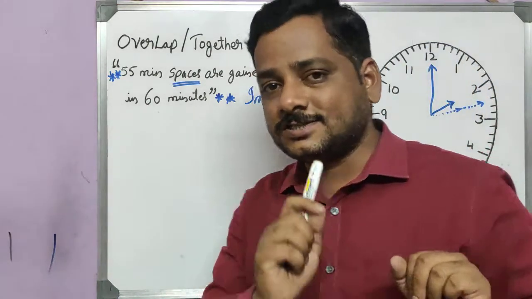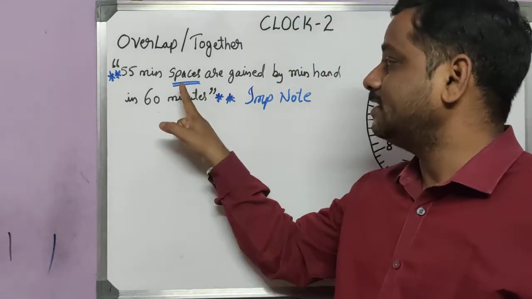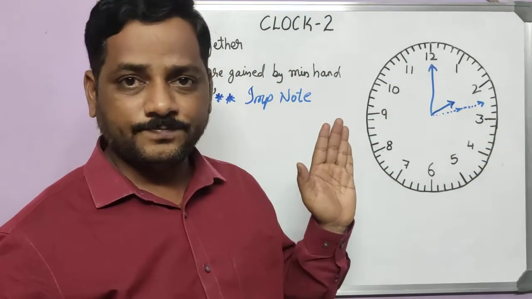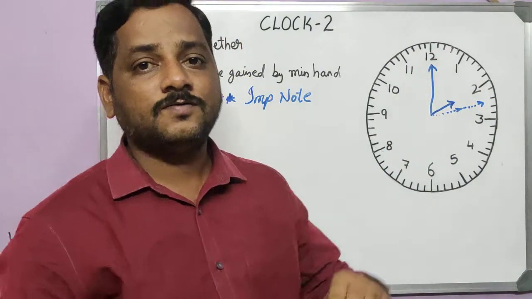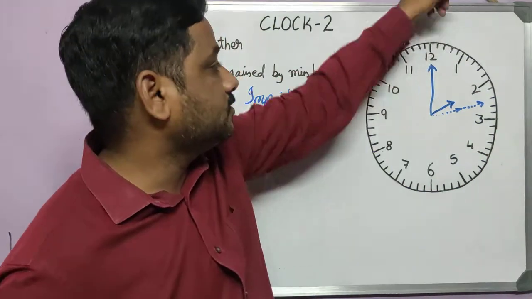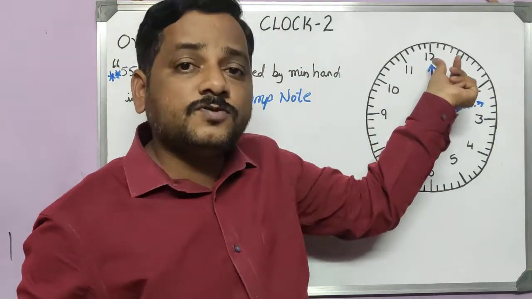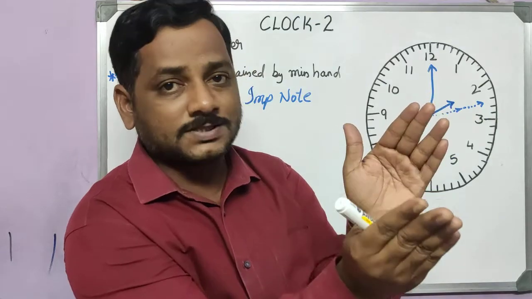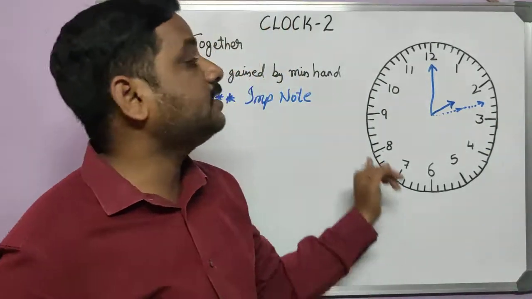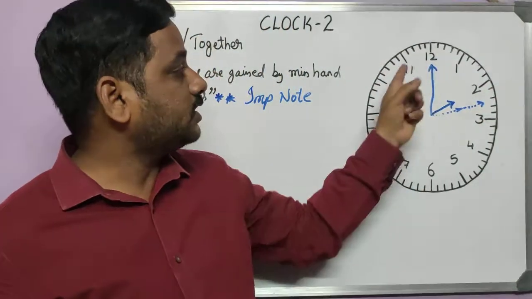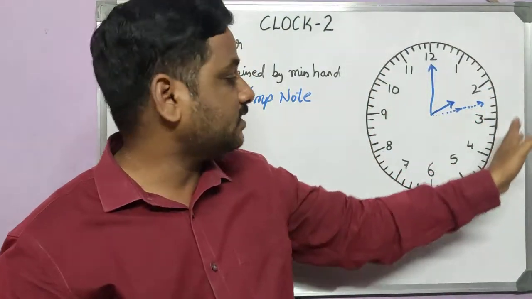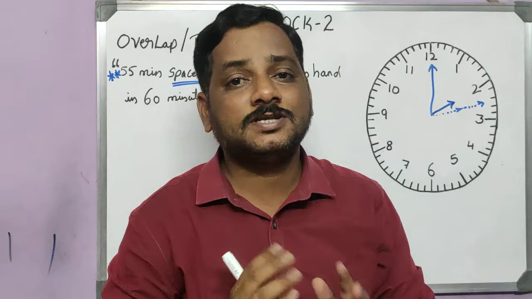Before understanding the meaning, I want to make one thing very clear, that is spaces. You can observe the clock here. Between 12 and 1, we have 5 spaces: 1, 2, 3, 4 and the 5th one. So when the hand moves from 12 to 1, it is crossing 5 spaces. 12 to 2 is 10 spaces. In the same way, if it moves one complete circle, we have a total of 60 spaces in a clock.